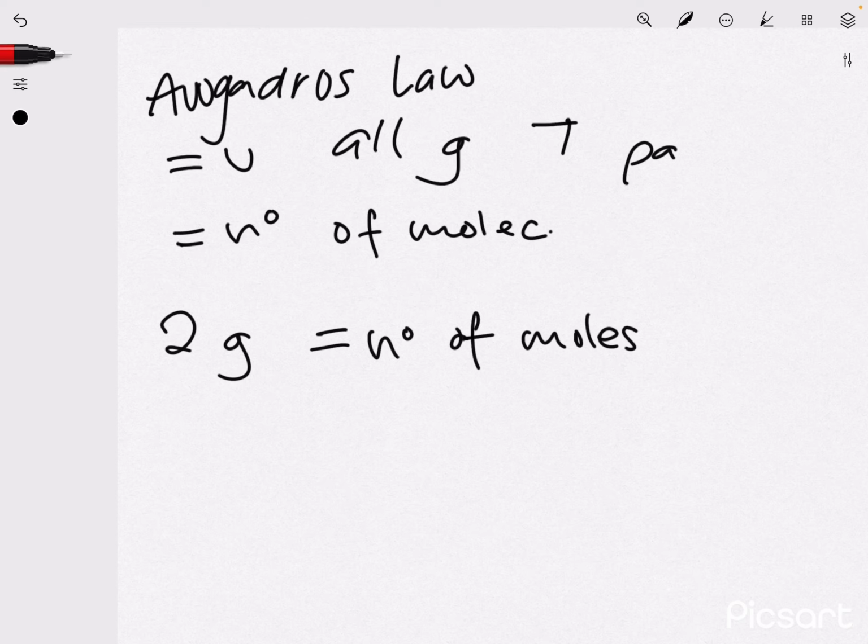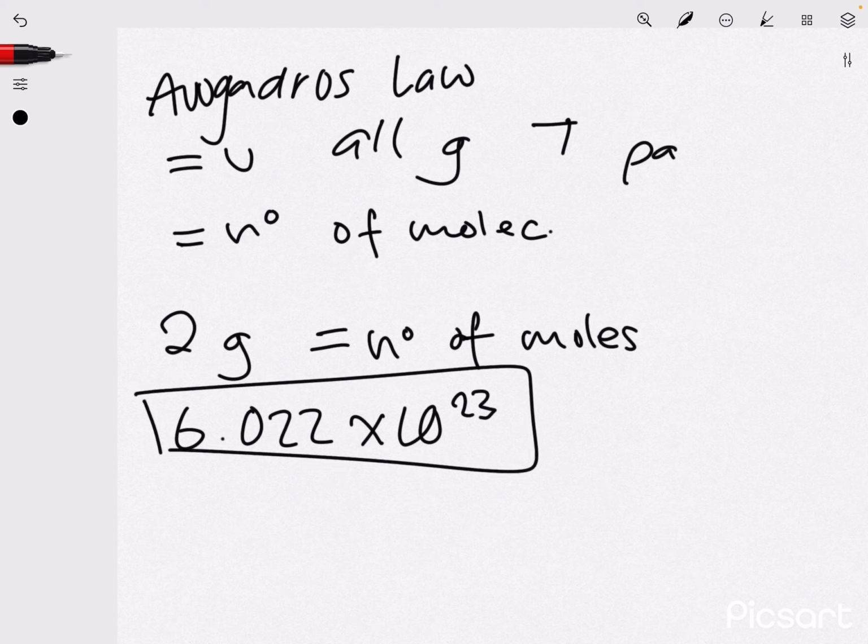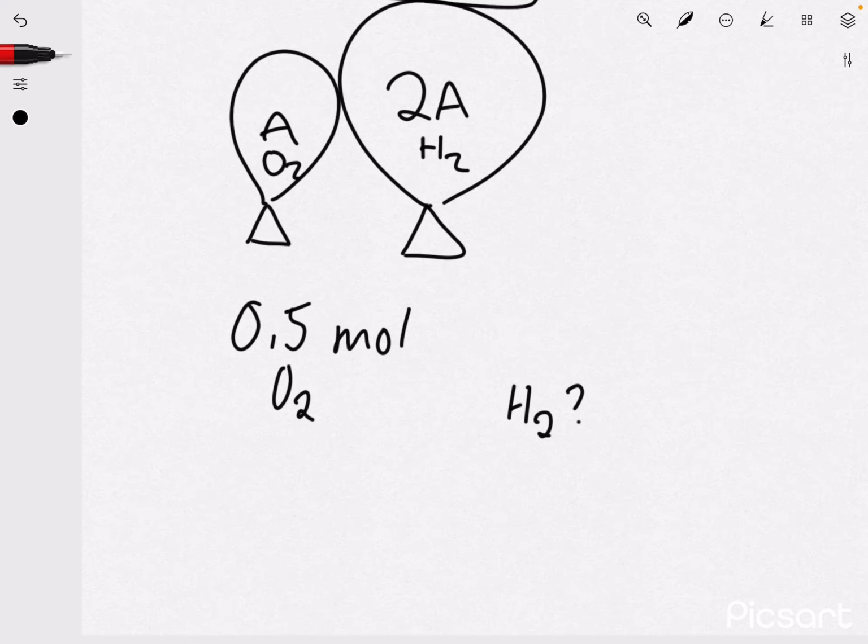Avogadro's constant, as I stated earlier, is 6.022 times 10 to the power of 23, and this will be a constant that is given to you in the exam. Avogadro's law can be applied in this example in which we have 2 balloons. So balloon A has half the volume of balloon 2A, and balloon A has oxygen, whilst 2A has hydrogen, which means that we have a 1:2 ratio in terms of moles.